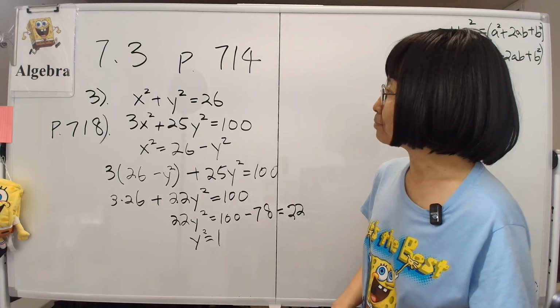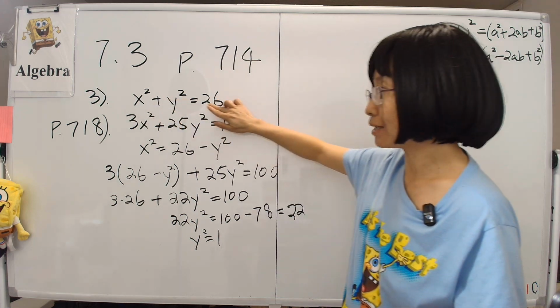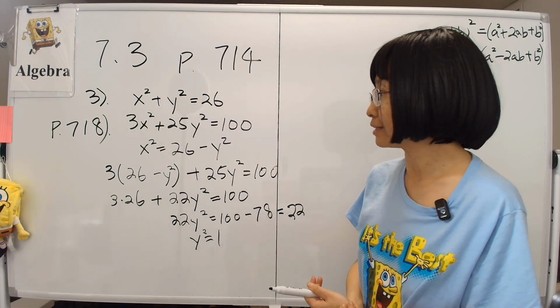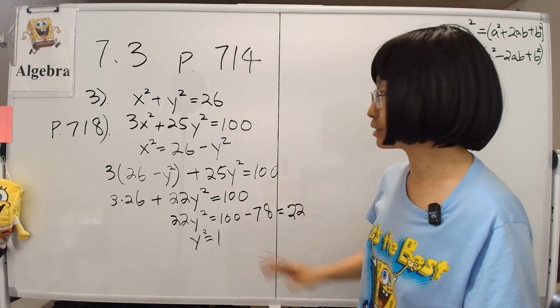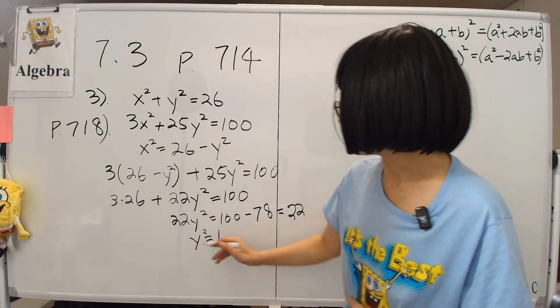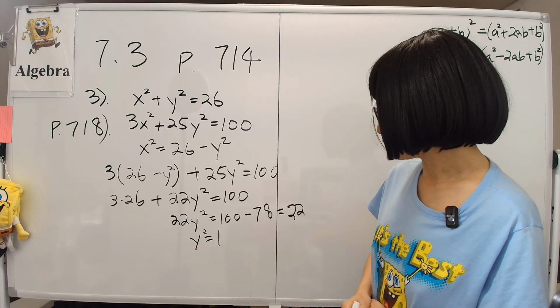Okay, now the book did a different trick. They multiplied this equation by 3 and then subtracted the 2, and it works out identically. The process is almost the same, so you can do that one or this one. It makes no difference. So anyway, we have this situation: y squared equals 1.